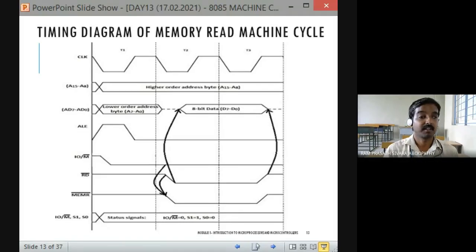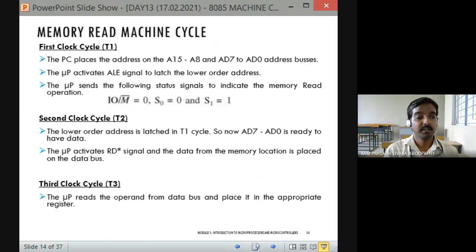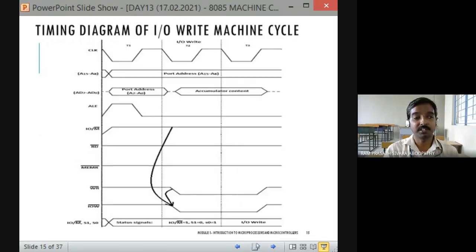Okay, for memory write and IO read, what can we do? Two people I will assign and they will give a seminar. So it also takes place in 3 T states only. Even if we say memory write, it is 3 T states. Even if we say IO read, it is 3 T states.